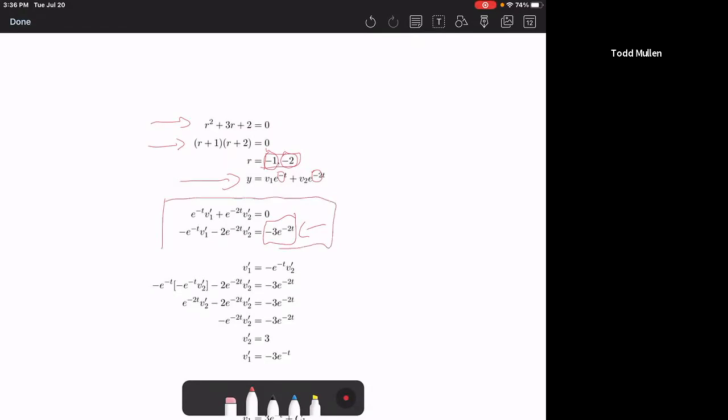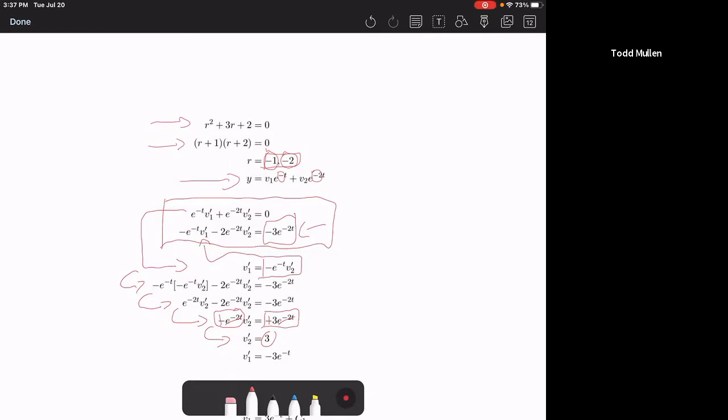So these are our two restrictive equations, and we're going to follow the exact same steps as before. We're going to take this first equation and isolate v1 prime. And then we're going to take that value and plug it into the second equation. Now we're going to multiply this through, combine like terms, and try to isolate that v2 prime. Notice here I have negative 3e to the negative 2t, and I'm dividing both sides by negative e to the negative 2t. Well, those negatives cancel out, those e to the negative 2t's cancel out, all that's left is 3.